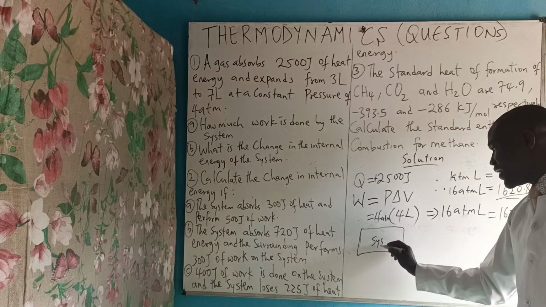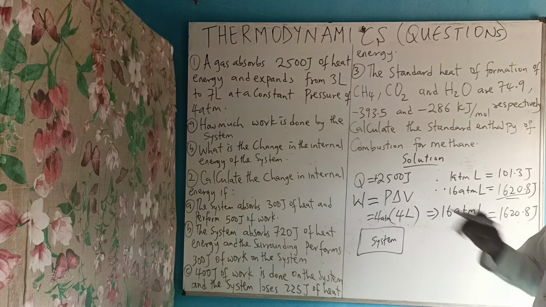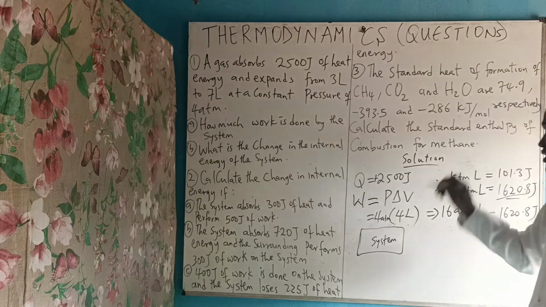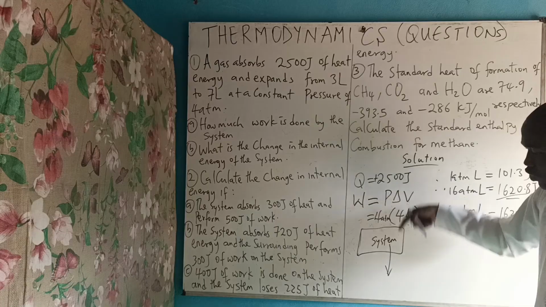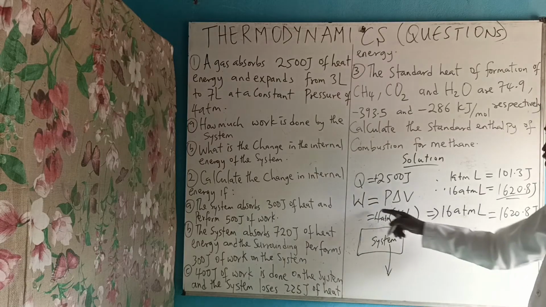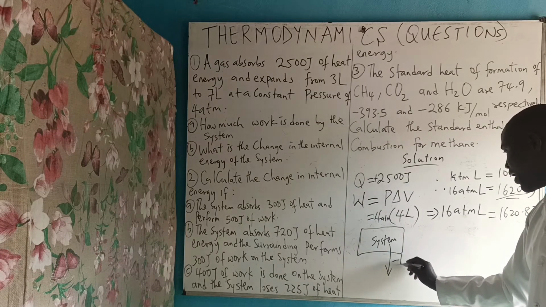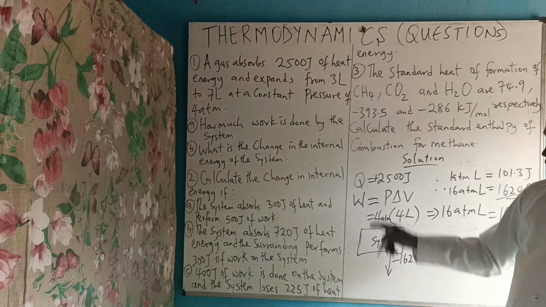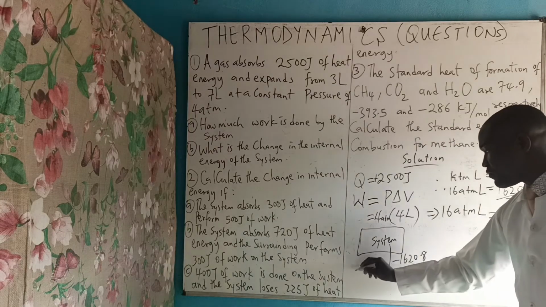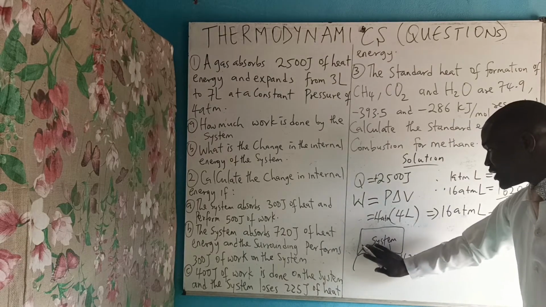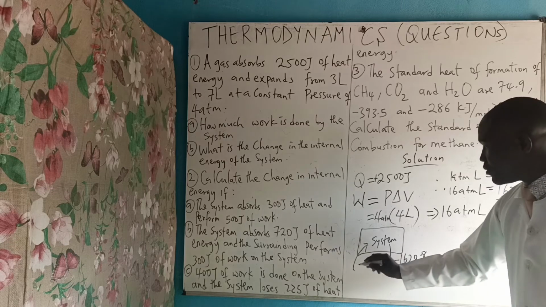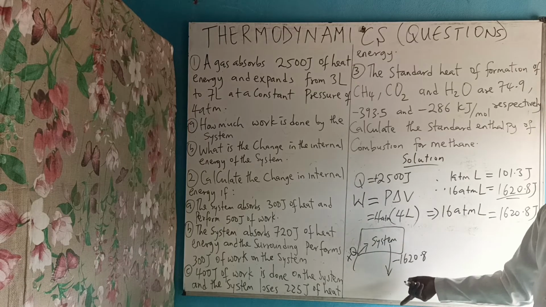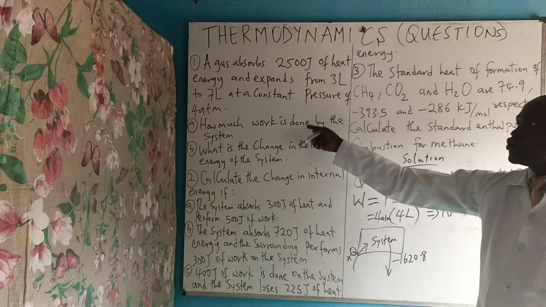But recall that they said, look at the system. We say in chemistry, focus is on the system. How much work is done by the system? If the system is doing work, it means it's doing work on the surroundings. And so this work will be negative: minus 1620.8. Then this system absorbed 2500 energy. So energy absorbed is plus Q. It will have positive energy, but in terms of work, it will be negative because it's performing work. It's the one doing the work.